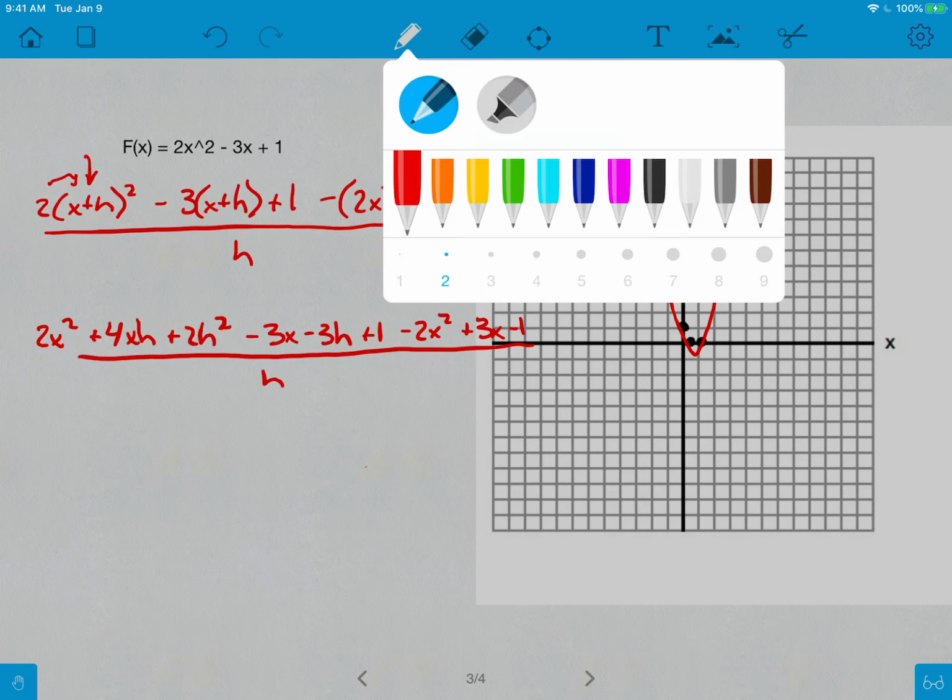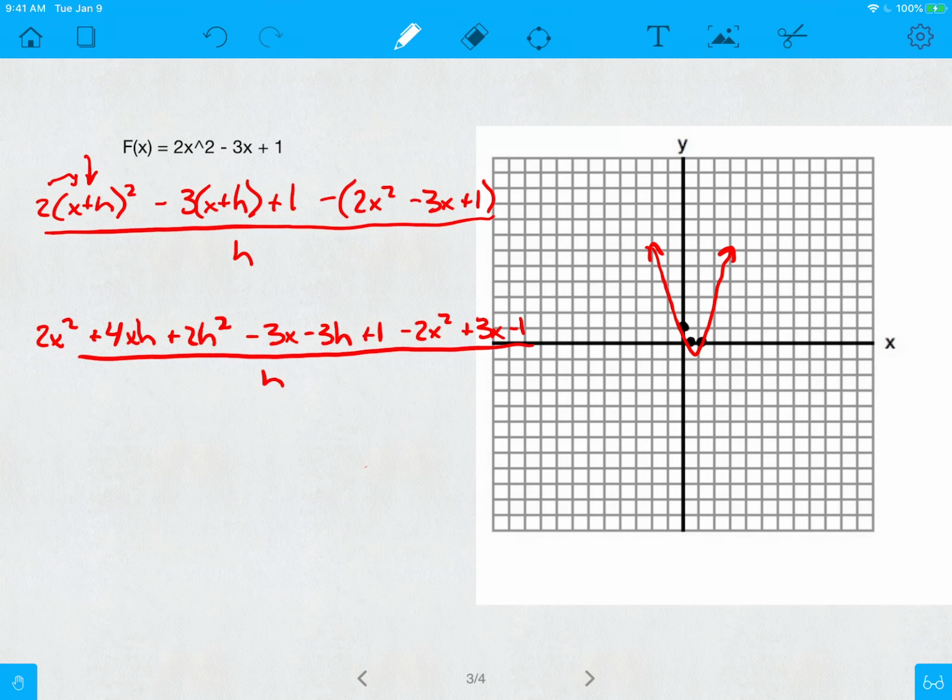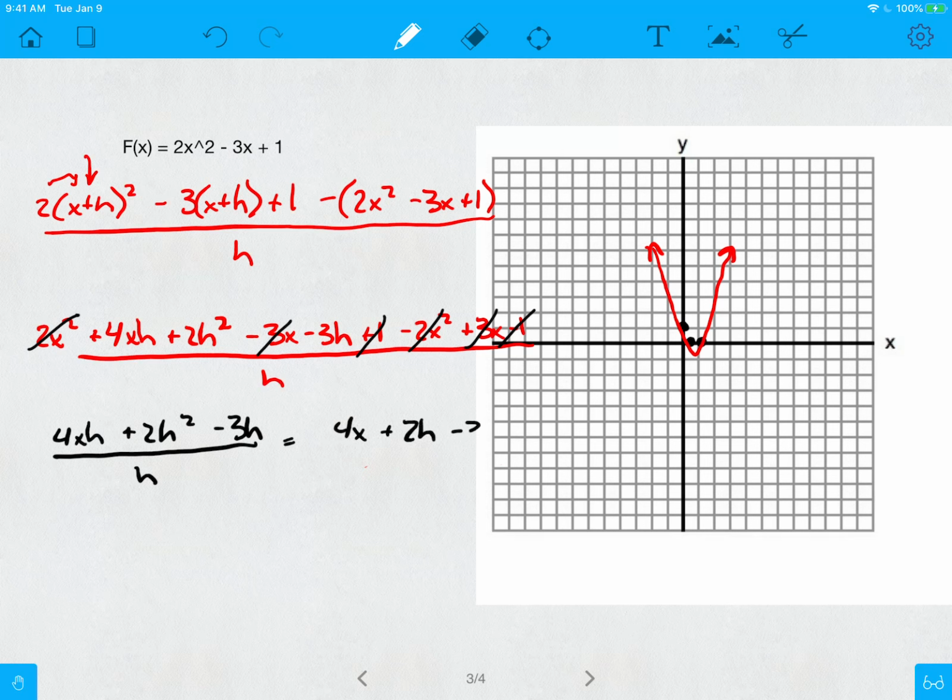Okay, so here's how you know if you did this correctly. Anything that does not have an h should go away. 2x squareds are gone, 3x's are gone, and 1's are gone. So we know we did this right. Everything that's left has an h, but we need to divide everything by h. So here's what we have: 4xh plus 2h squared minus 3h. We're going to divide everything by h first, so we get 4x plus 2h minus 3. That's dividing everything by the 1h on the bottom.